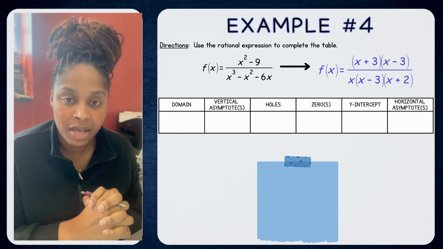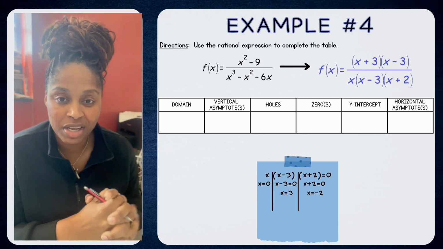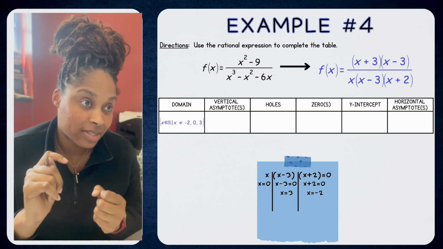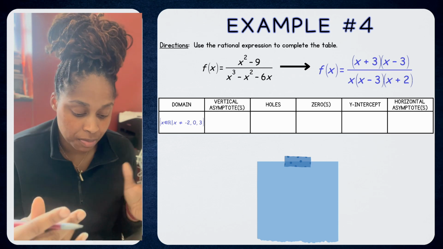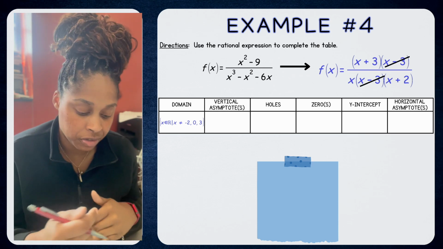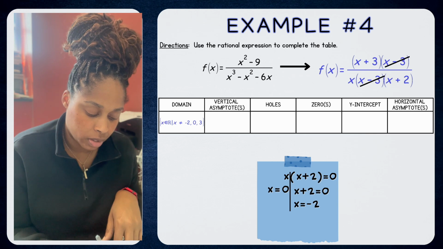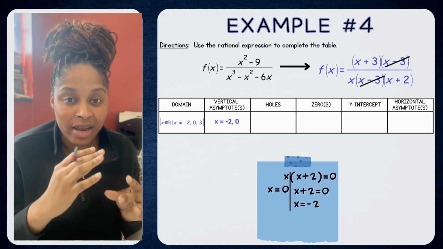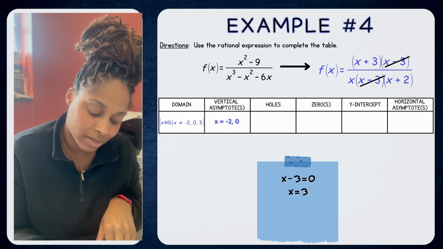Now for our domain, it's going to be what makes the bottom part of our factored expression equal to 0. So our domain is going to be the set of all real numbers except where x is -2, 0, and 3. Our vertical asymptote is going to be anything that's left over in our denominator. We're going to be using x equal to 0, and then x is also going to equal -2. Our holes are going to be the value for anything that we crossed out. So we crossed out x minus 3, so we're going to have a hole at x equal to 3.